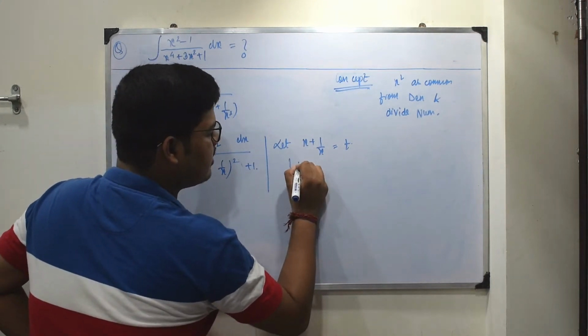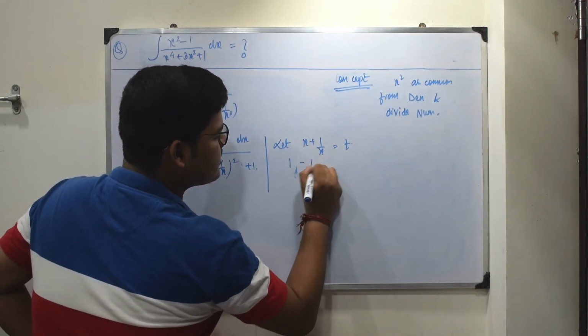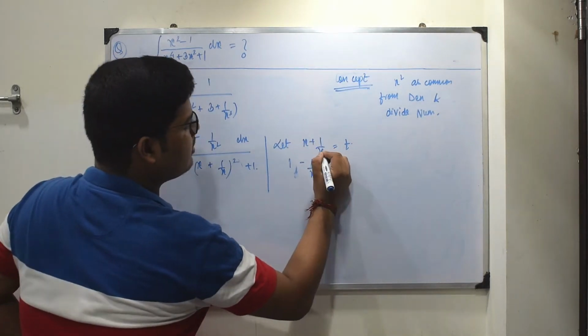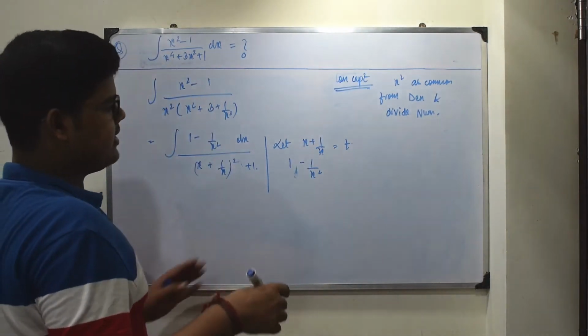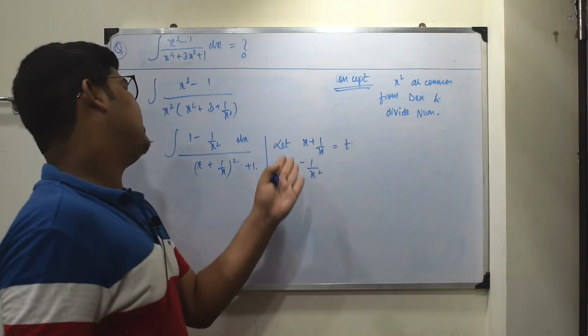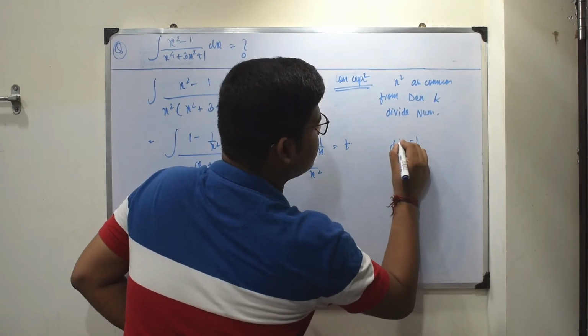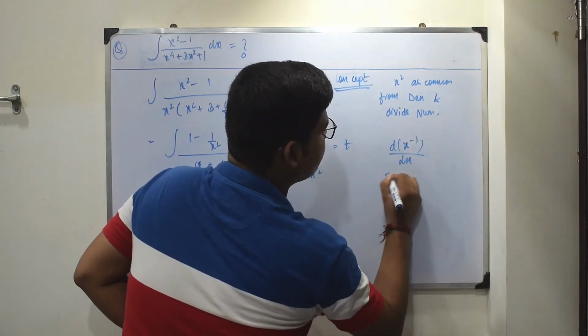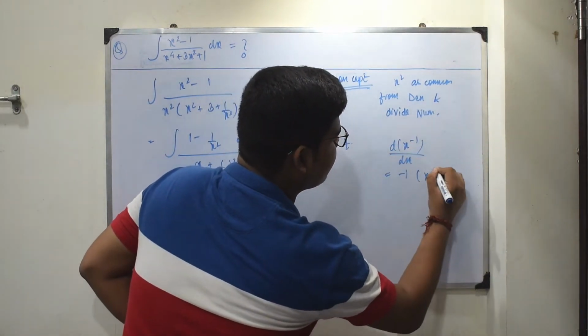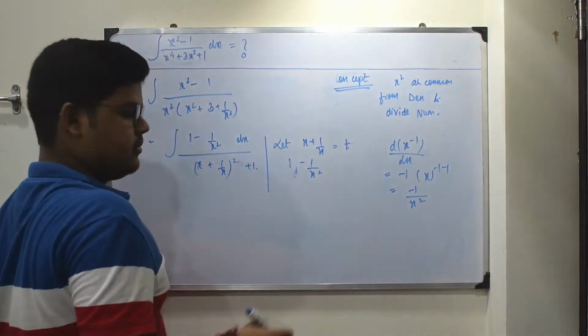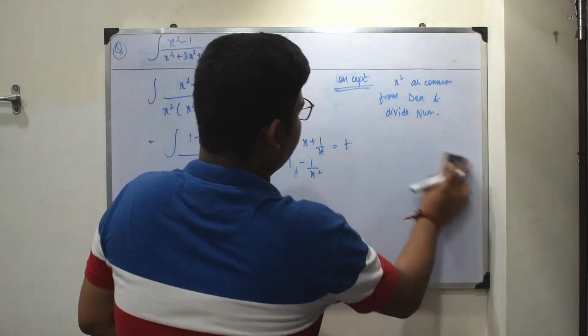Differentiating 1 plus 1 by x: if we just differentiate 1 by x, it gives us minus 1 upon x square, that is x to the power minus 1. If we differentiate this, it would be minus 1 times x to the power minus 2, or minus 1 upon x square.